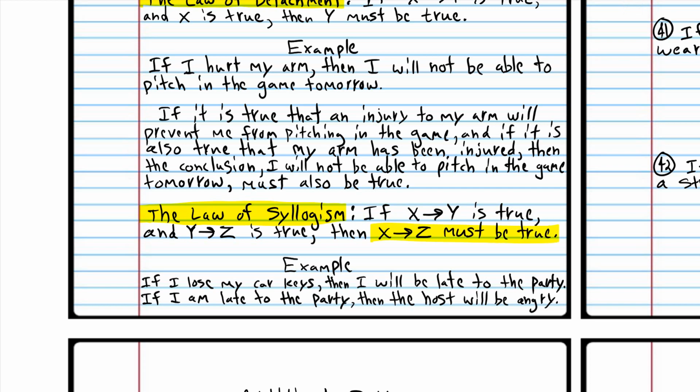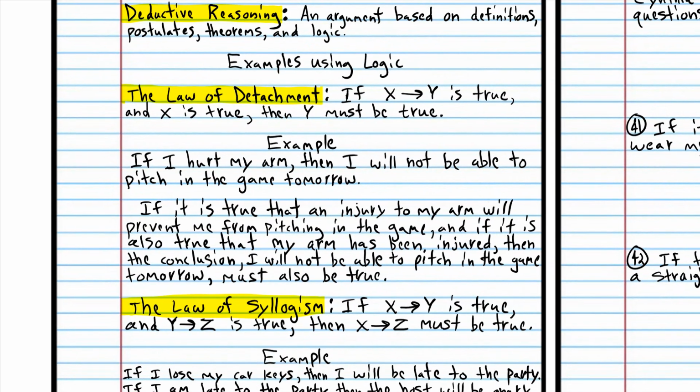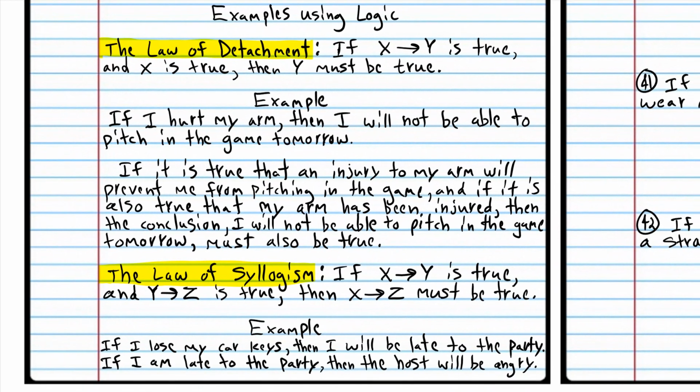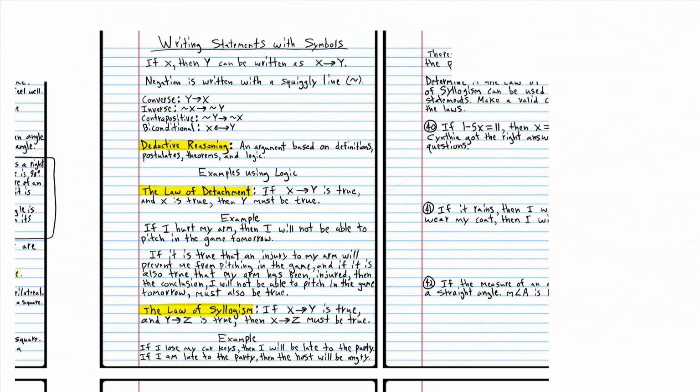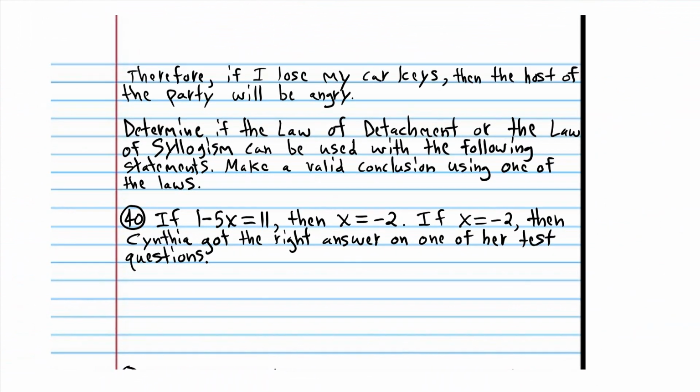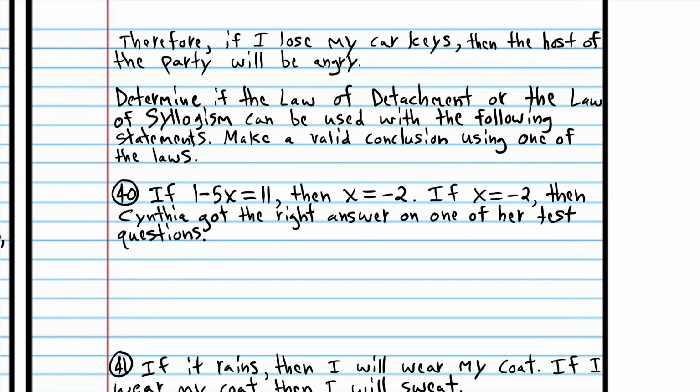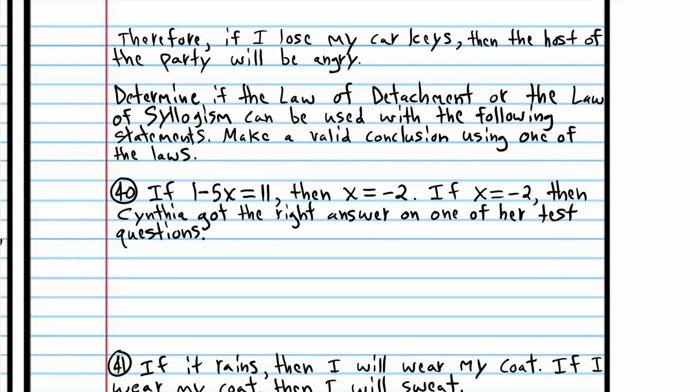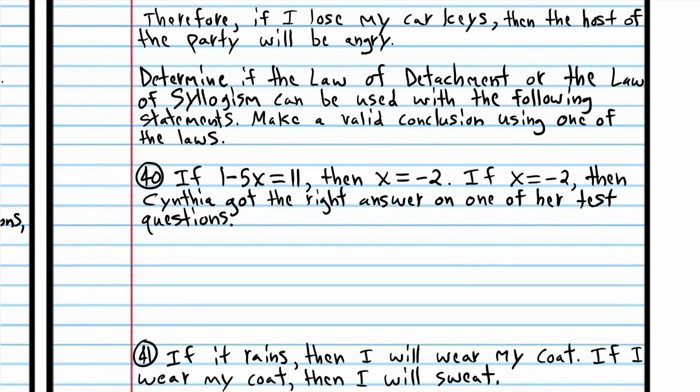So this is the conclusion that we're going to come to. So why don't you go ahead and take a screenshot of these laws of logic so you can use it with these practice problems. So we're going to figure out if you can use the law of detachment or the law of syllogism. All right, if 1 minus 5x equals 11, then x equals negative 2. If x equals negative 2, then Cynthia got the right answer on one of her test questions. All right, so what do you think this would be, the law of detachment or the law of syllogism? Look on your screenshot there. Pause the video. When you come back, we'll do it together.